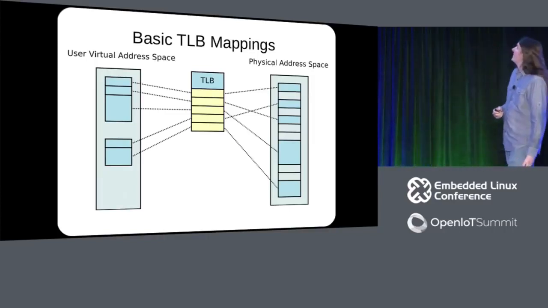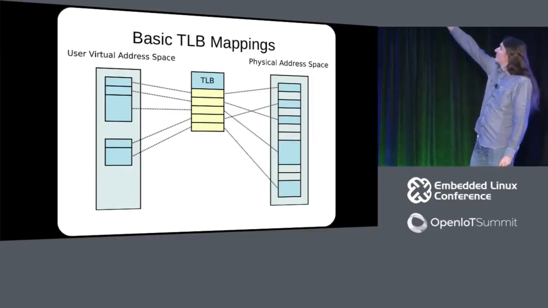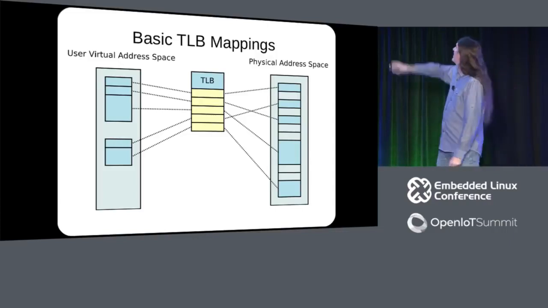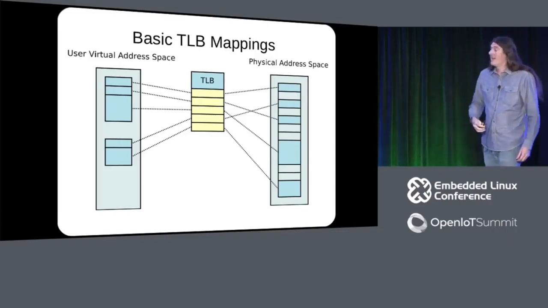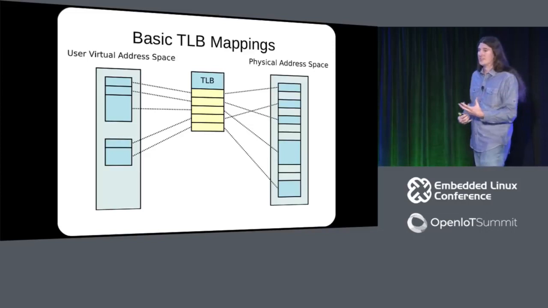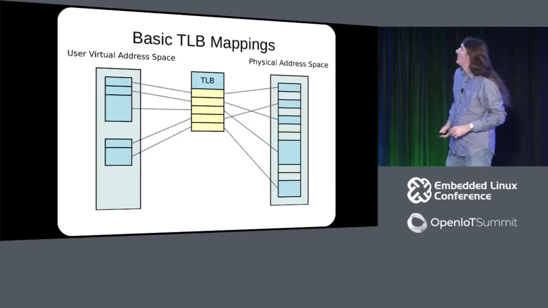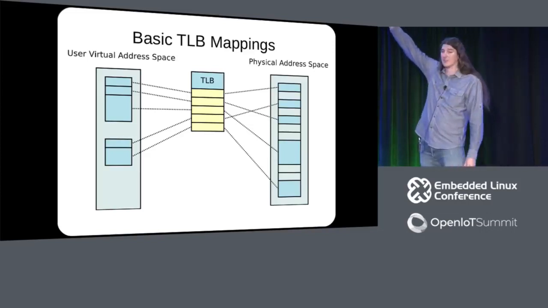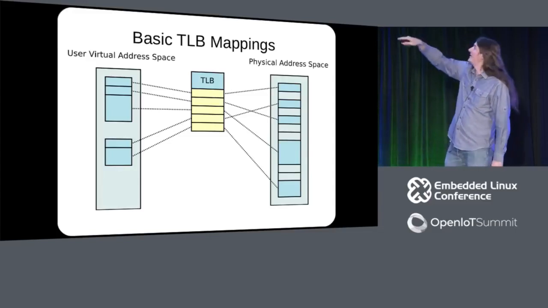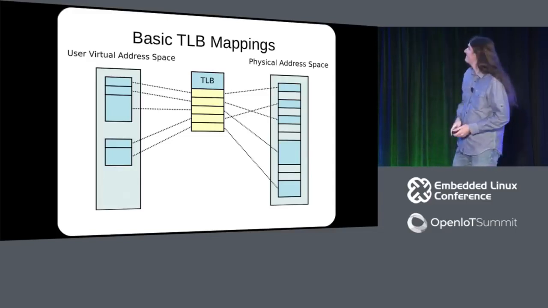So we're going to look at some basic TLB mappings here. We can see on the left we have user virtual address space. On the right we have physical address space. And we have the TLB and the TLB entries, which are gluing all of this together. And we can see we have pages that are mapped on the left. Some of them are a single page. Others are multiple pages.